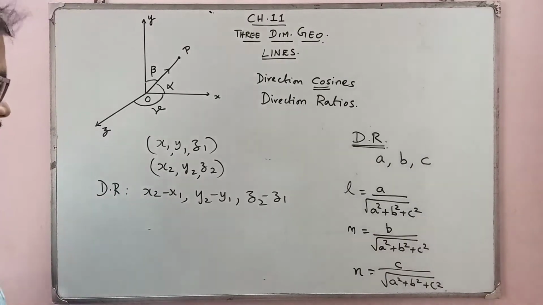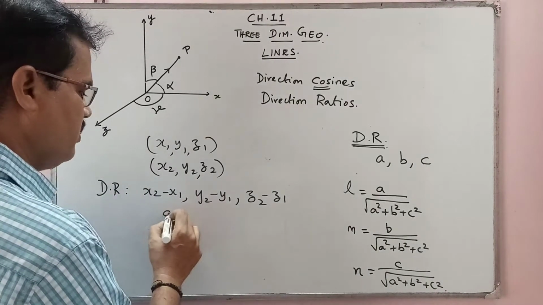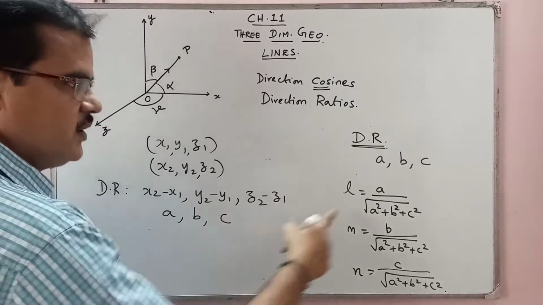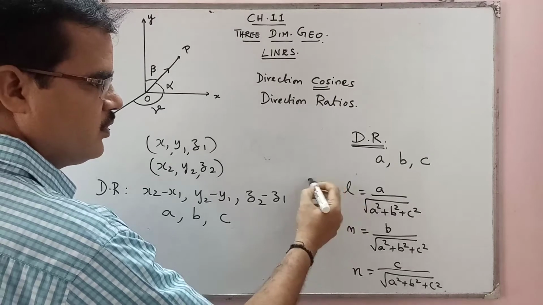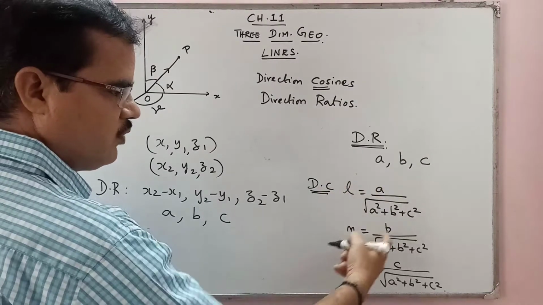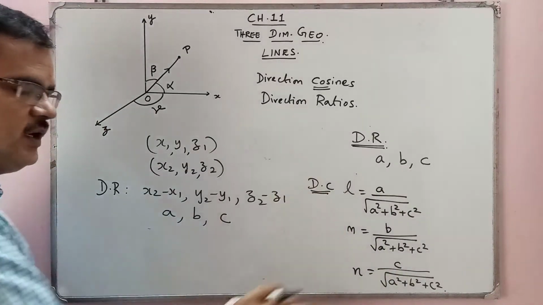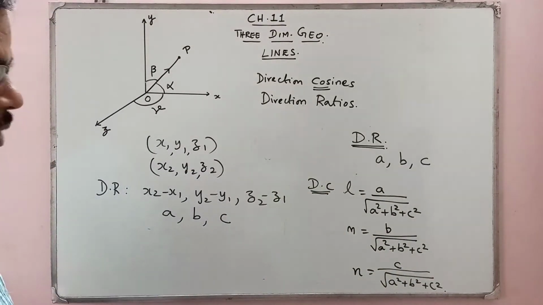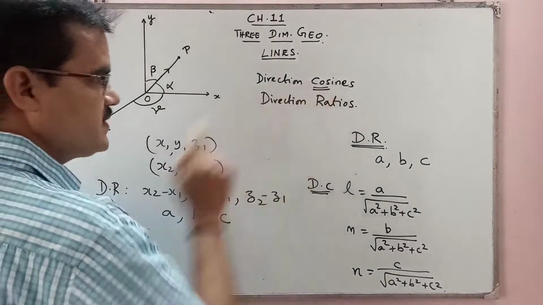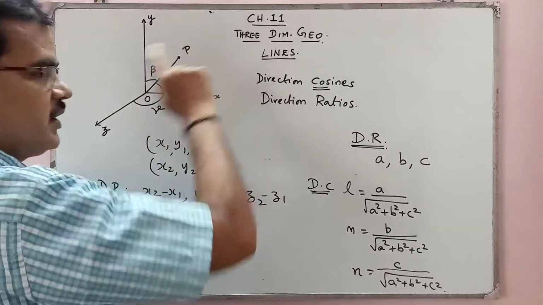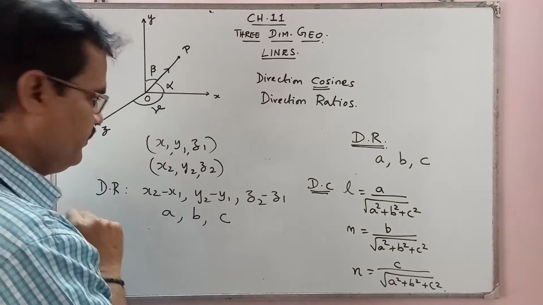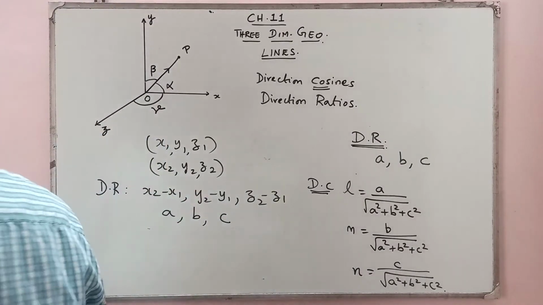After finding this, x2 minus x1 will be taken as A, y2 minus y1 as B, and z2 minus z1 will be taken as C. Then you can find direction cosines L, M, N using the formula A by root, B by root, C by root. This is a very common and very useful formula. So again, direction cosines are the cosines of the angles which the vector makes with the x-axis, y-axis and z-axis.